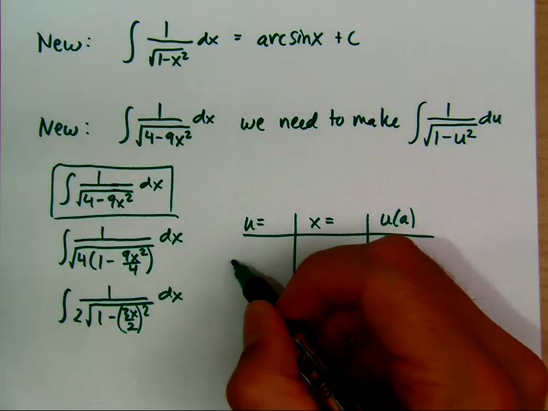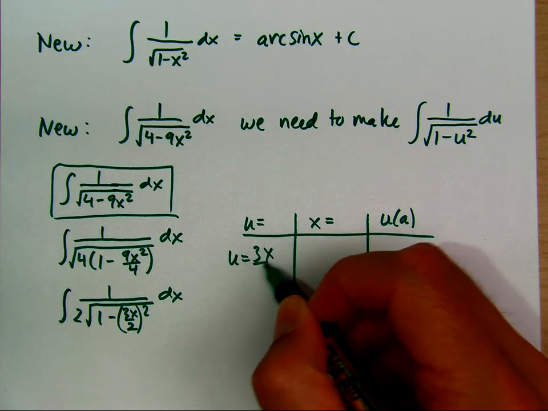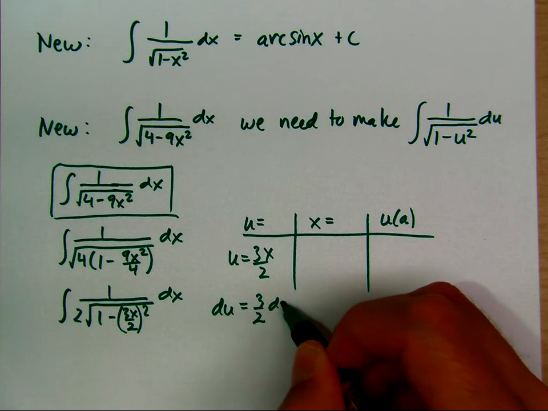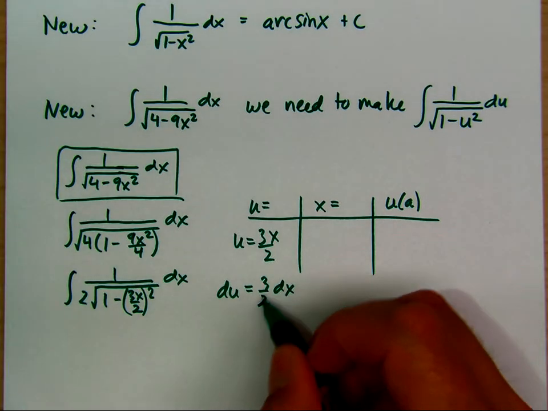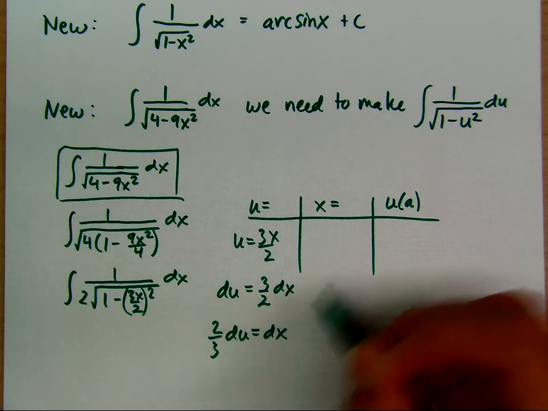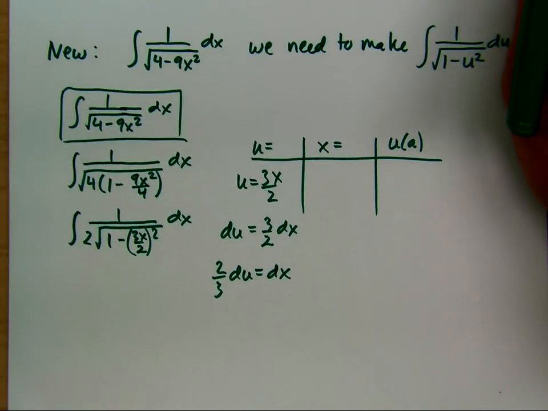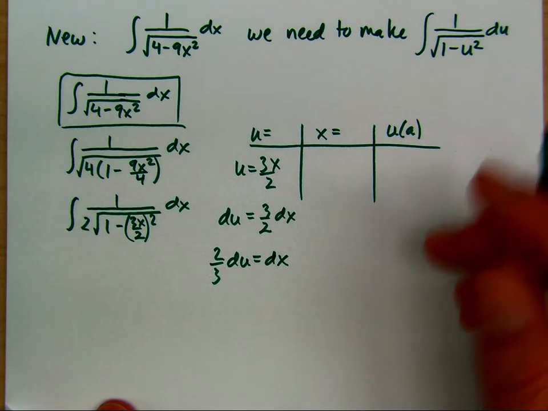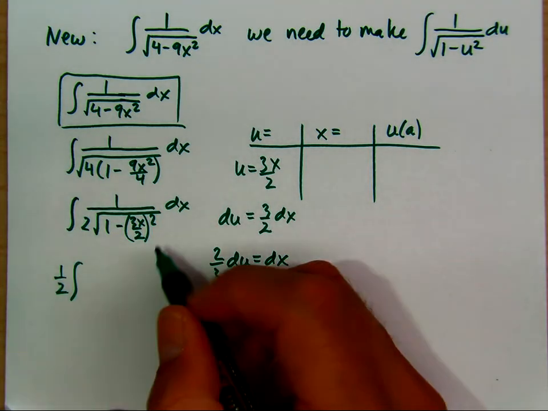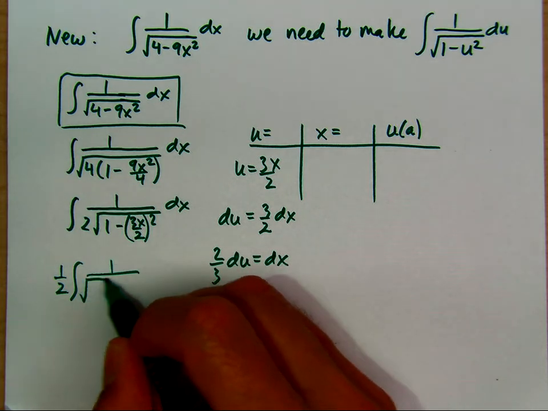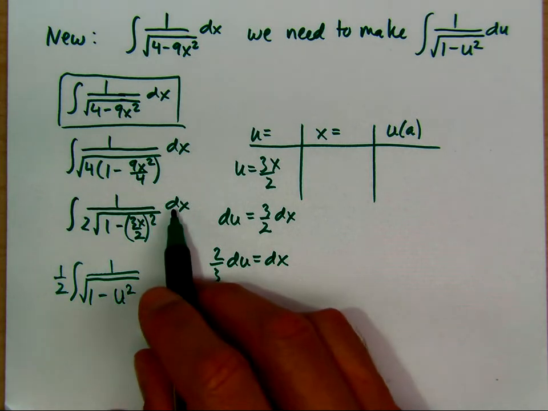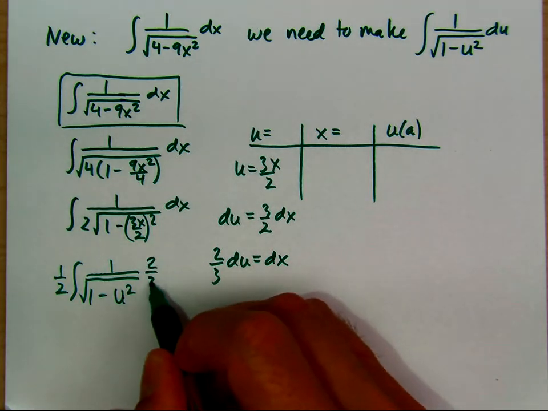Let u be 3x over 2. du is 3 over 2 dx, and then we'll multiply by the reciprocal: 2/3 du equals dx. And so over here we have 1/2, 1 over the square root of 1 minus u squared, and dx is 2/3 du.